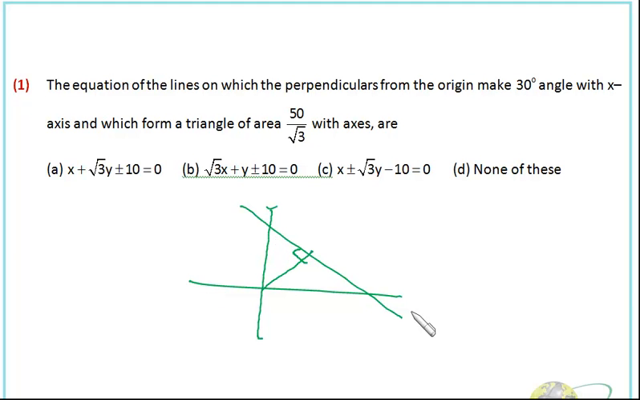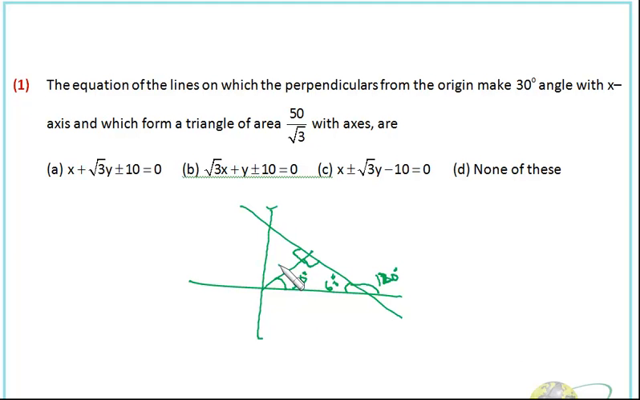This is the line we are looking for. We are dropping a perpendicular from the origin to this line. So this angle is 90 degrees. Now this perpendicular makes an angle of 30 degrees with the x-axis. So this angle is 30 degrees, right? Now this is 30 degrees, this is 90 degrees. So 90, 30, that means this must be 60 degrees. That means this angle must be 120 degrees. Okay.